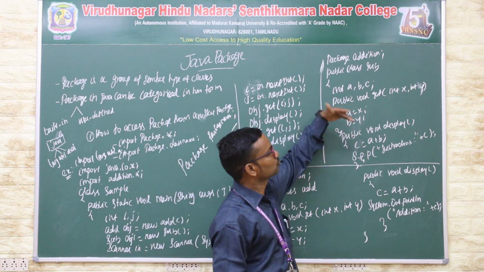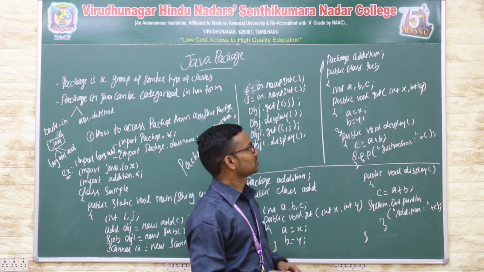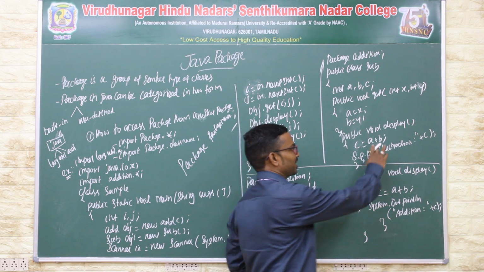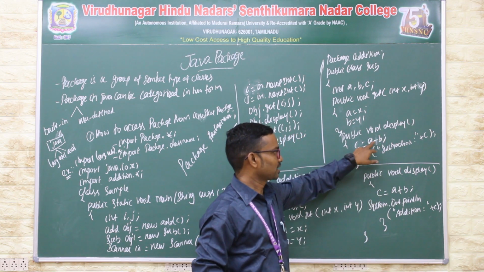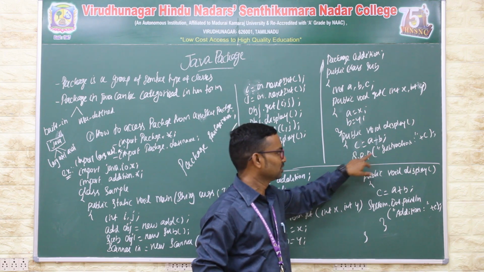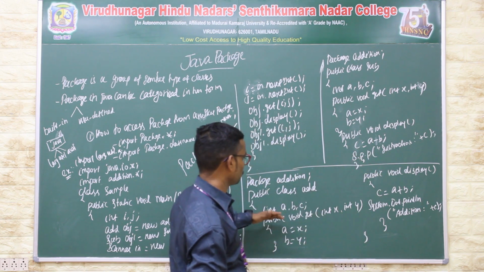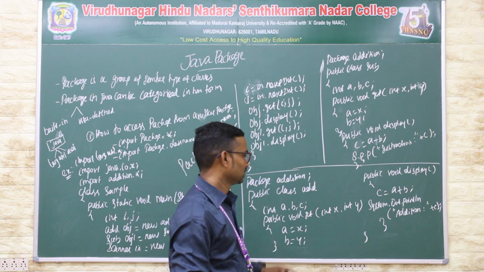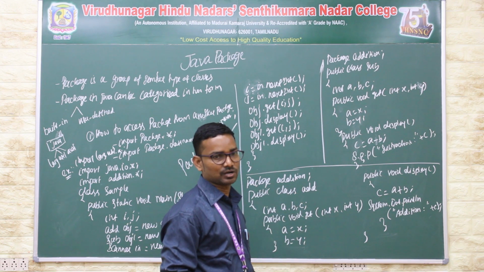Another class is stored in the same addition package. The class is sub, which gets the input values and subtracts the two variables, computing a minus b, storing it in c, and displaying the values as the subtraction. These two classes are stored in the one addition package. This addition package is created as a folder name, or directory name.